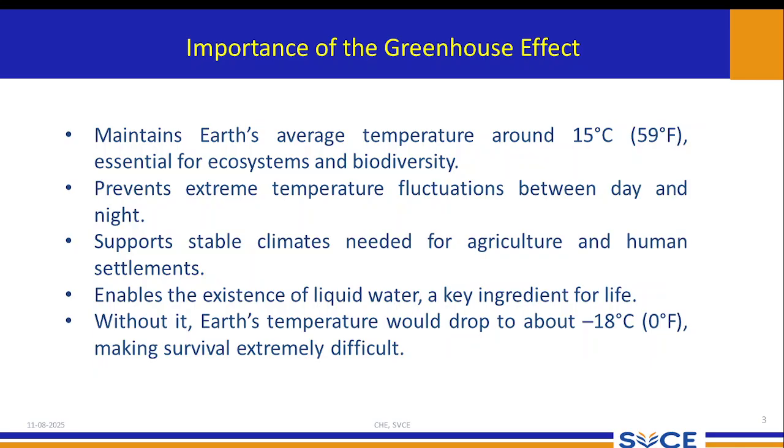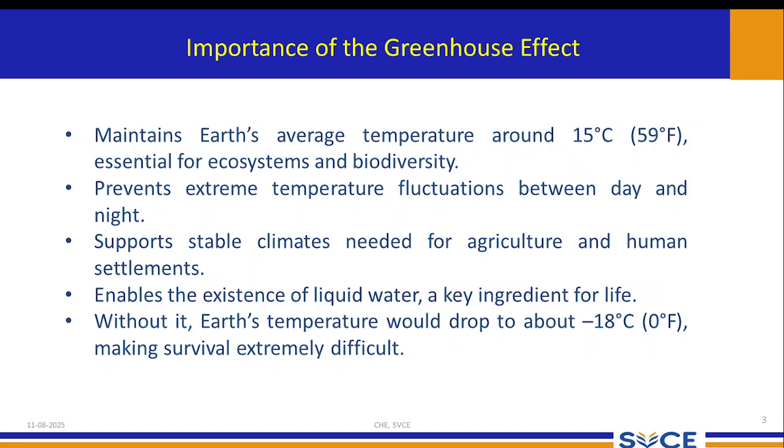If you go to the moon, there will be a vast temperature difference. At night we will find a freezing point. When Chandrayaan went there, we launched the satellite Chandrayaan and then sent the rover to the moon. What we have seen is that it is very difficult during the night time; it goes to the freezing point. So the greenhouse effect prevents extreme temperature fluctuation. We don't have much temperature fluctuation between day and night, right? It supports a stable climate needed for agriculture and human settlement.